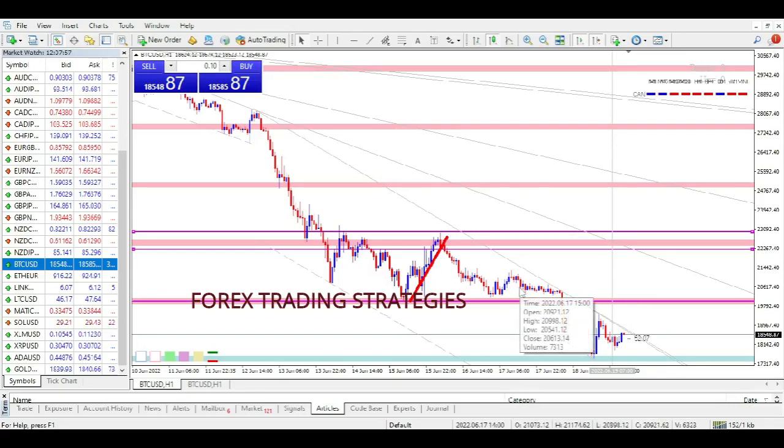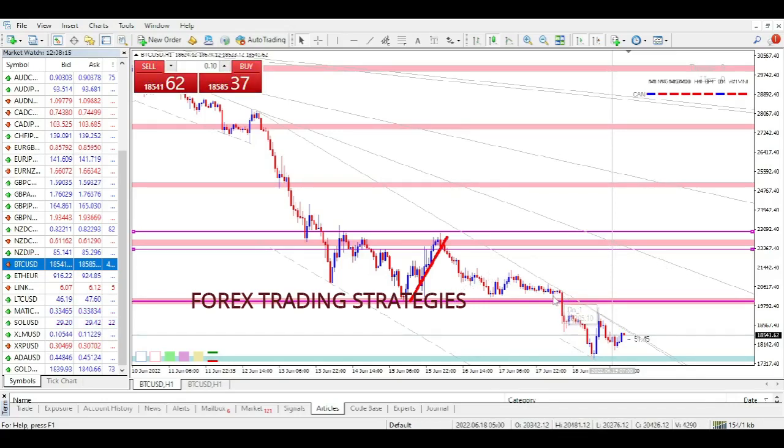So just to recap, the first thing that you want to do is have an overall bias for that day or that week. What's the major trend? Is it trending up? Is it trending down? Especially on the higher time frames, the daily, the weekly, the monthly.